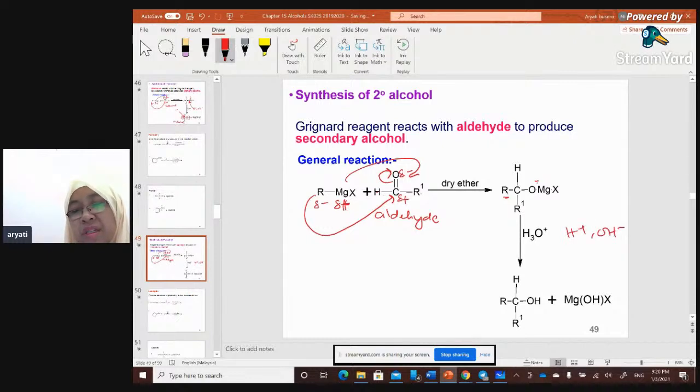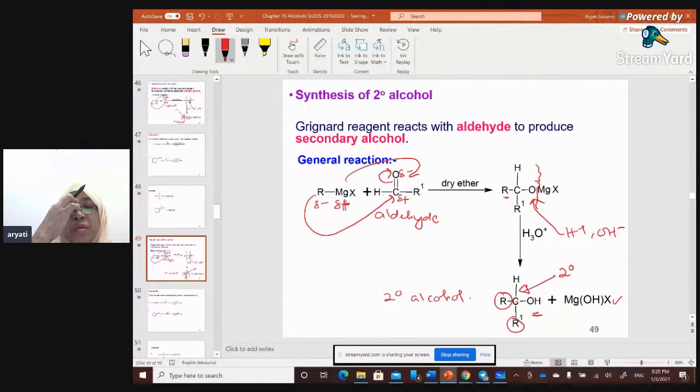So the bond here is break. H akan masuk dekat sini jadi OH. Mg will bond to OH, MgOHX. Okay, so OH attached to this carbon attached to two neighboring carbon. So this is secondary carbon. OH attached to secondary carbon, so this is secondary alcohol.